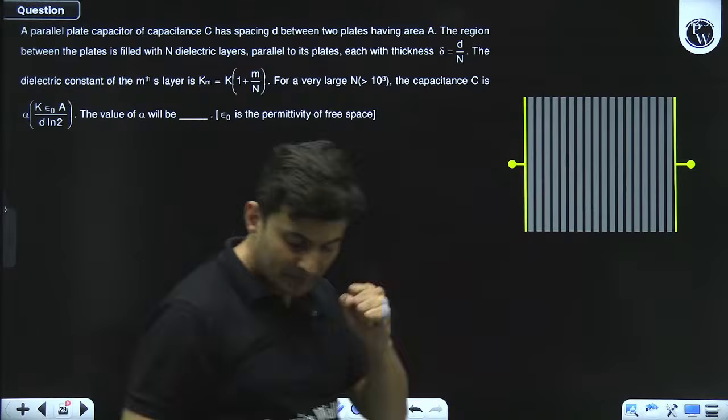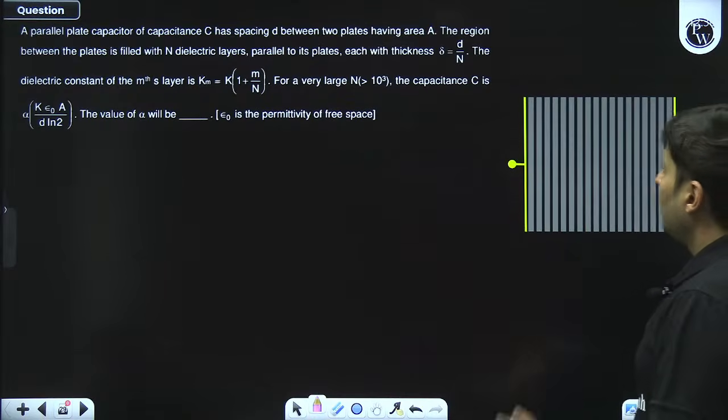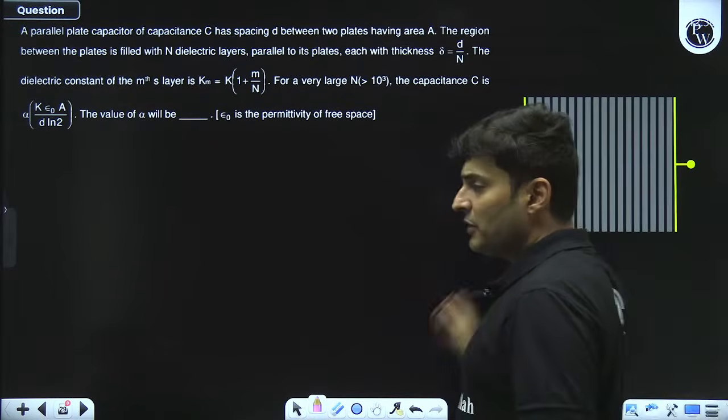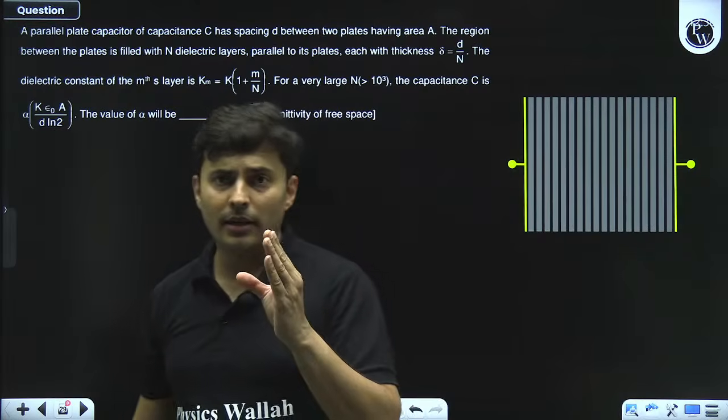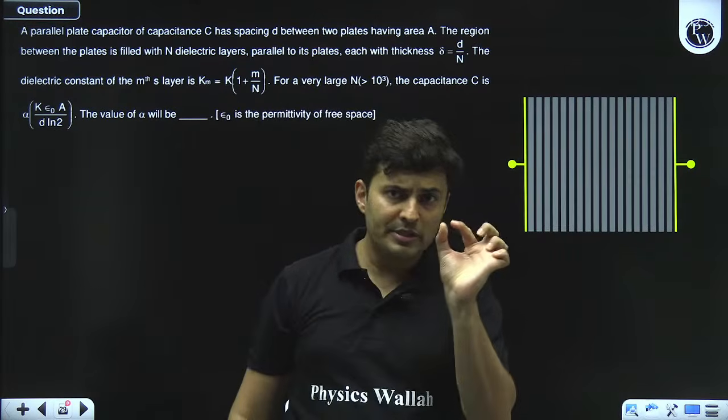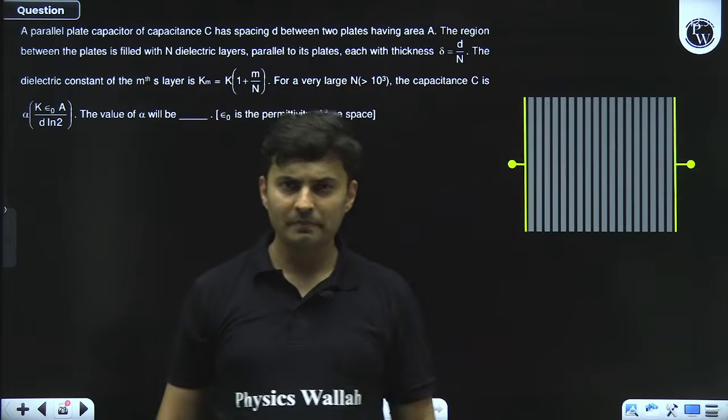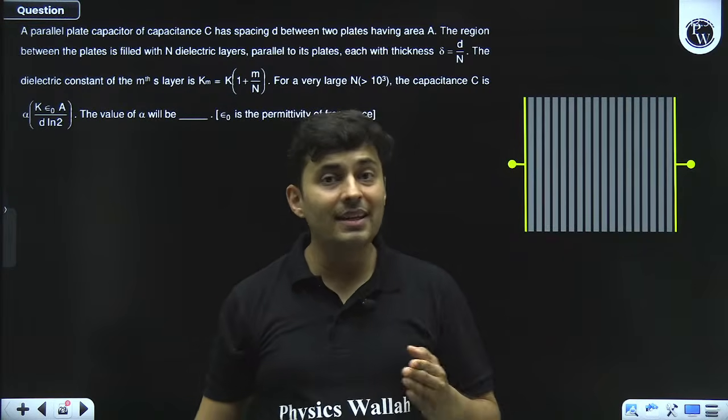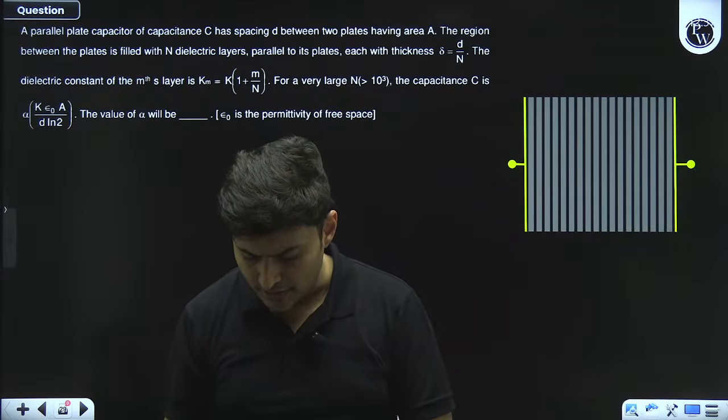Okay, let's do this. Now, tell me first thing, if I split them up into small capacitors, each slab is a capacitor. C1, C2, C3, C5, like that, C10,000, C1 lakh, whatever. These capacitors will be in series or in parallel. Answer that in the chat box.